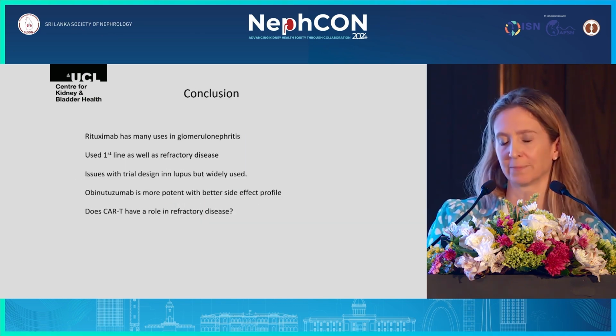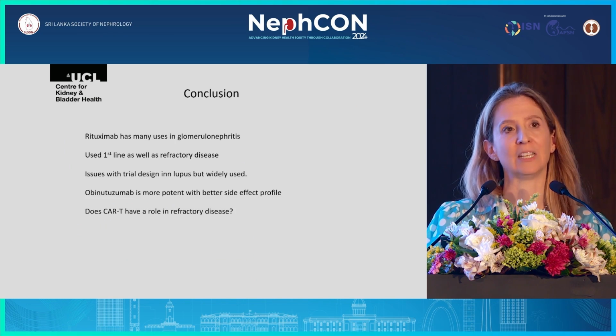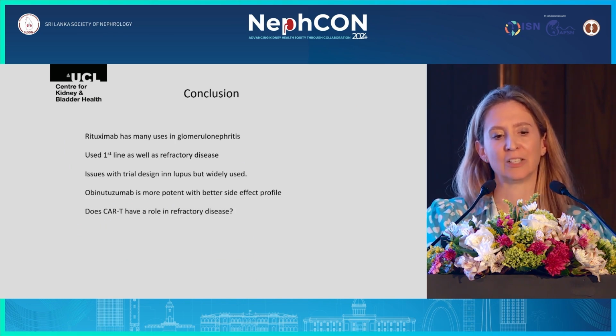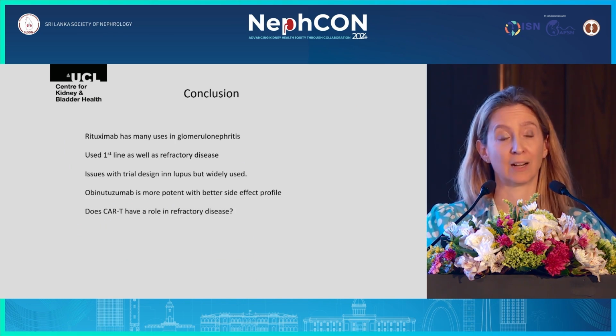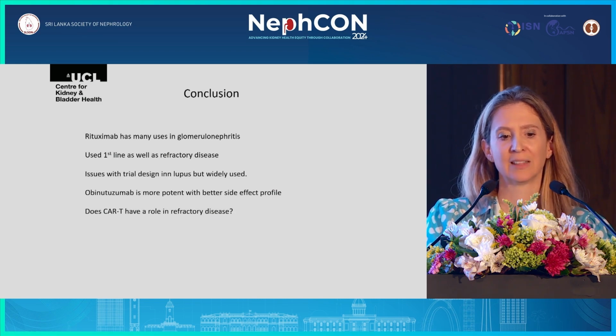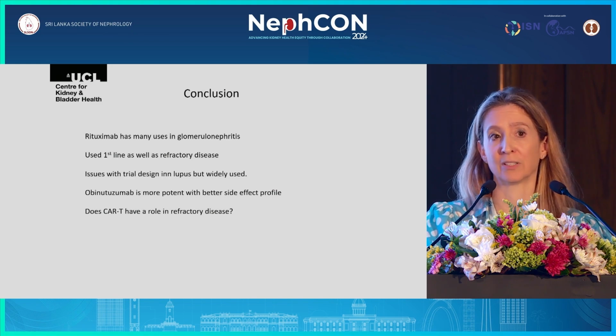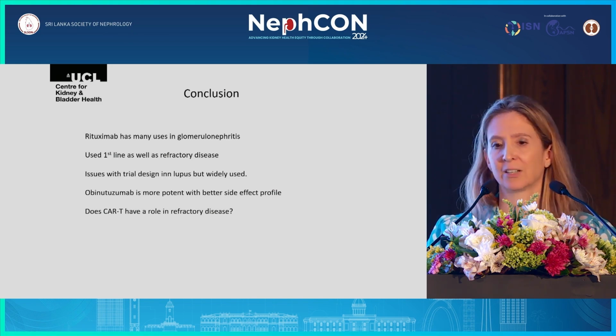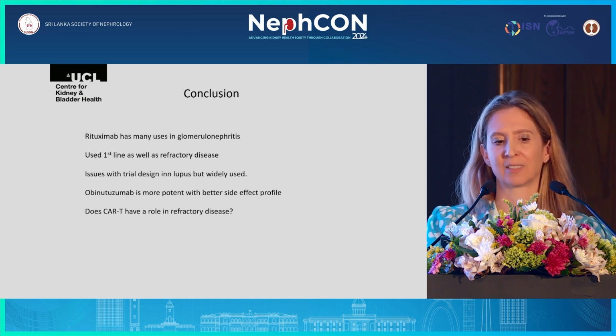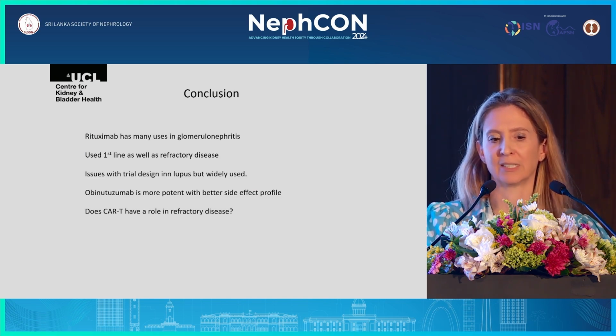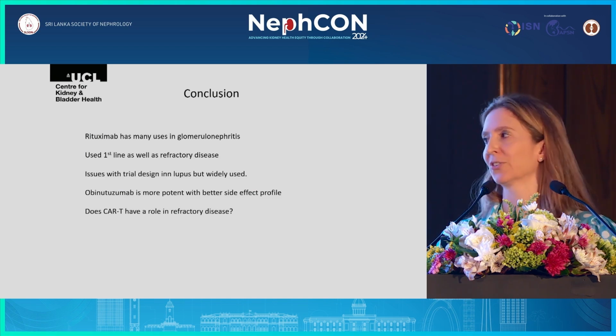So in conclusion, rituximab has many uses in glomerulonephritis. It's used first line as well as in refractory disease. There are definitely issues with the trial design in lupus, and it's widely used in the treatment of lupus nephritis, and I find it very helpful. Obinutuzumab is more potent, with a better side effect profile, and the question is, does CAR-T have a role in refractory disease? Thank you very much.